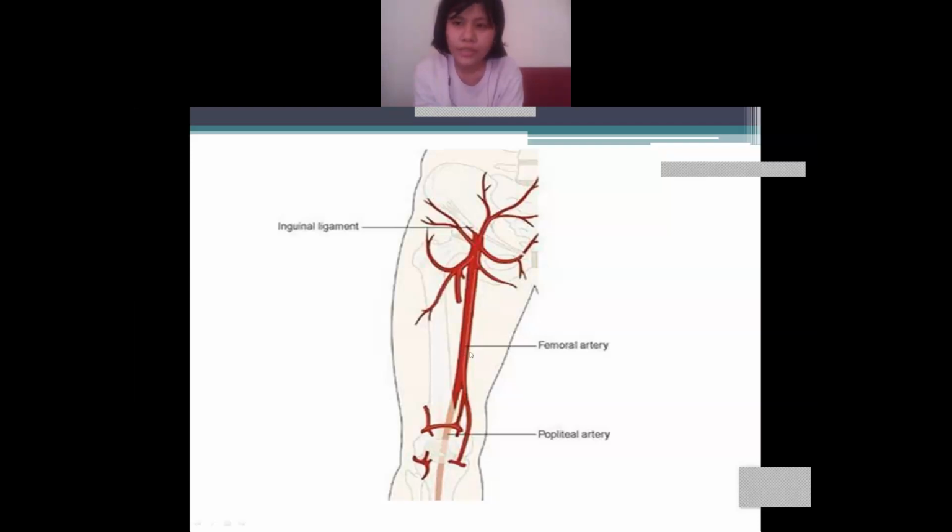Understand? In your thigh portion you will find it, and when you come downwards, you will find the popliteal artery. This is the popliteal artery. Where does it lie? The popliteal artery lies in the popliteal space. Here, in this area. Can you see the arrow moving? I'm moving the arrow. Can you see it?